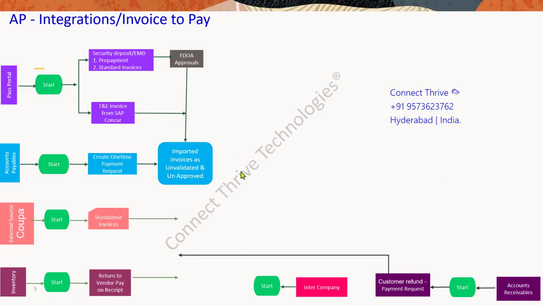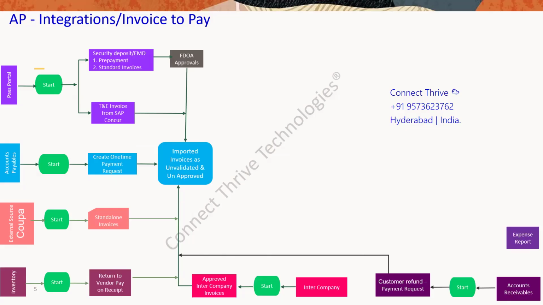So the next one. These intercompany invoices also will be approved and go to the AP module. See here, from the external source Coupa to AP it will come. Then from inventory to AP it will come, intercompany to AP it will come, or AR module to AP it will come. So we receive invoices to AP from these many sources.